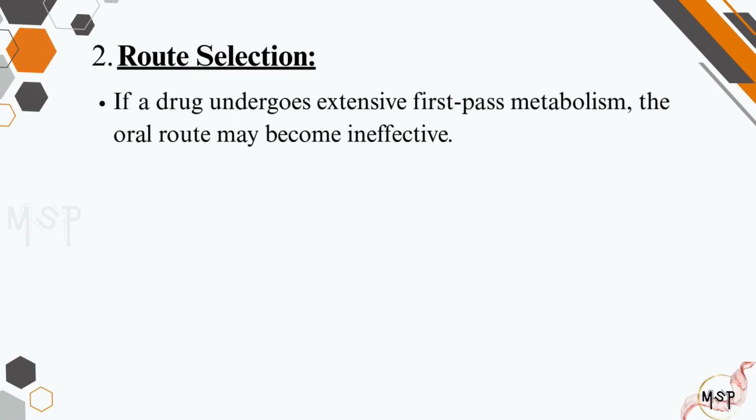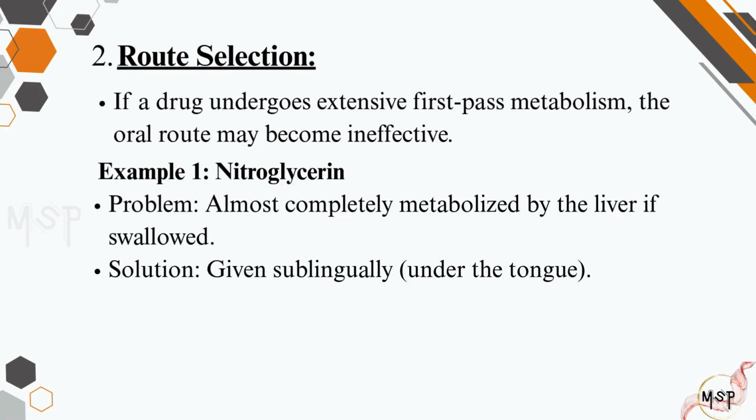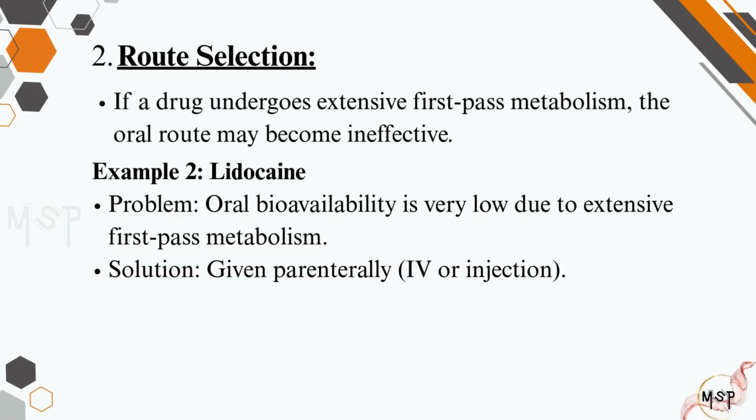Second is route selection. If the first-pass effect is near 100%, the oral route becomes useless. For example, nitroglycerin, given sublingually because it is almost entirely destroyed by the liver if swallowed. Lidocaine, given parenterally because its oral bioavailability is negligible.